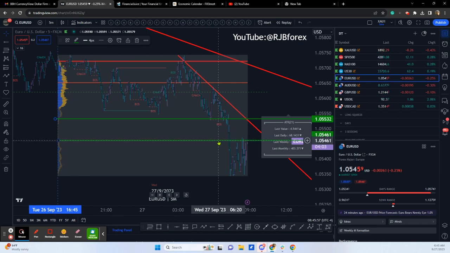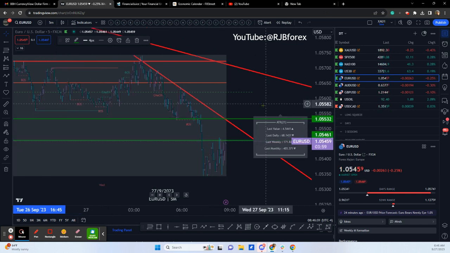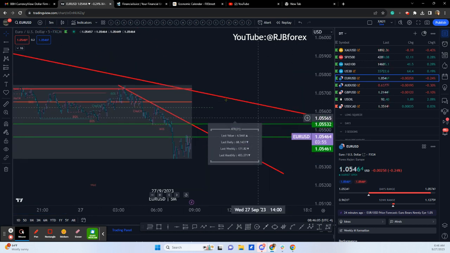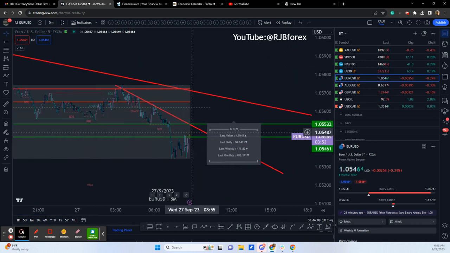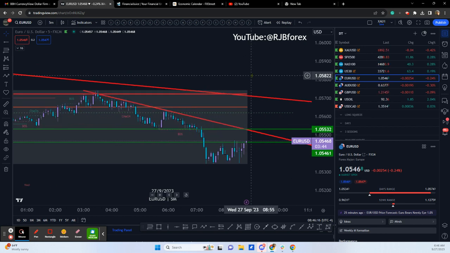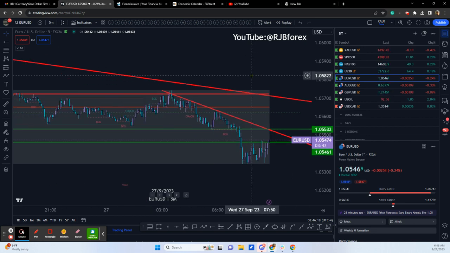Now in pips, it's not a lot. That's a 10 pip move. But perhaps we need to see that break of trend line, drop, and then another move up. So we're starting to break that there.